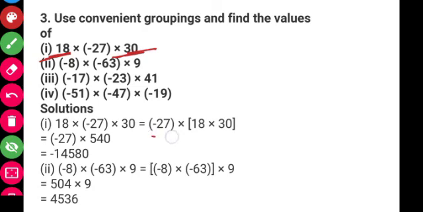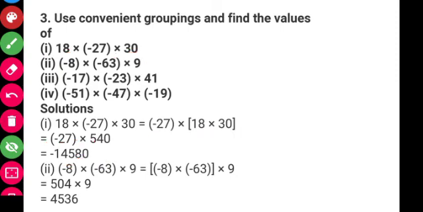ओके, तो वही हमने किया यहाँ पे कि माइनस 27 इंटू 18 इंटू 30. ओके, सो 18 इंटू 30 विल बी इक्वल टू 540. So minus 27 into 540. Now you can multiply. This is negative sign and this is positive sign. So this will be negative. So answer will be minus 14,580. Okay.